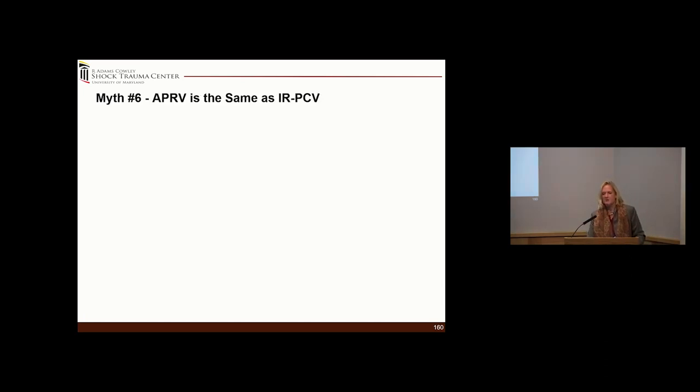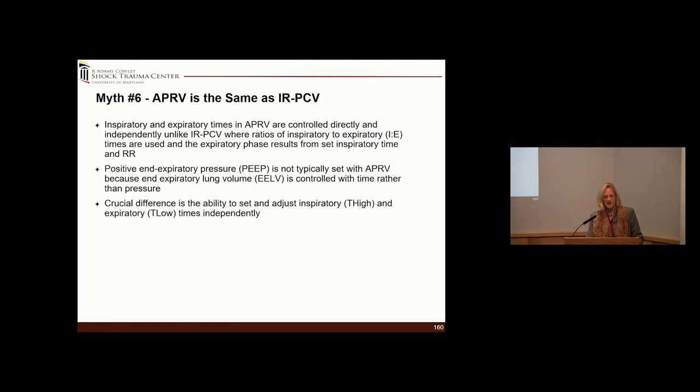APRV is the same as inverse ratio pressure control. This is very frequently stated, that it's exactly the same. There's really no difference. It's extreme I to E ratios. The inspiratory and the expiratory times are controlled directly and independently in APRV, unlike in inverse ratio pressure control. You have a rate knob and you have an inspiratory knob. You do not have an expiratory knob in pressure control.